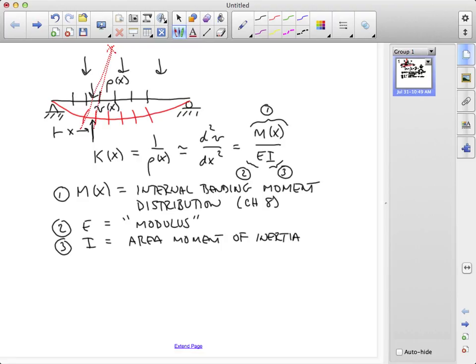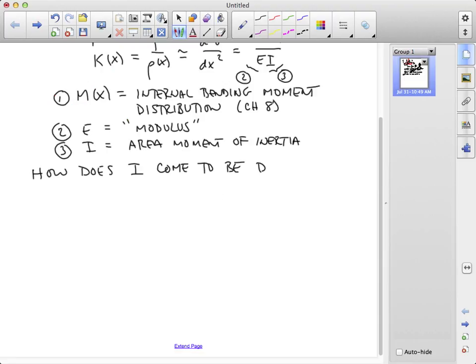How does this definition of I come about? To see this, we'll consider a deformable cantilever beam and talk about what it experiences in bending. So how does I come to be defined?